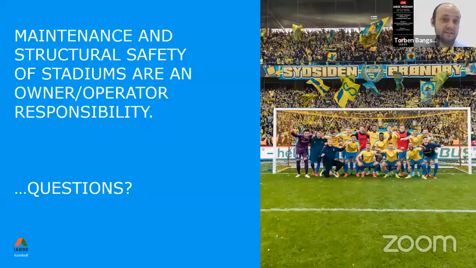And with that, thank you. And the conclusion really is that maintaining structural safety of stadiums is important, and it's the responsibility of the people owning or operating the stadium. Thank you.